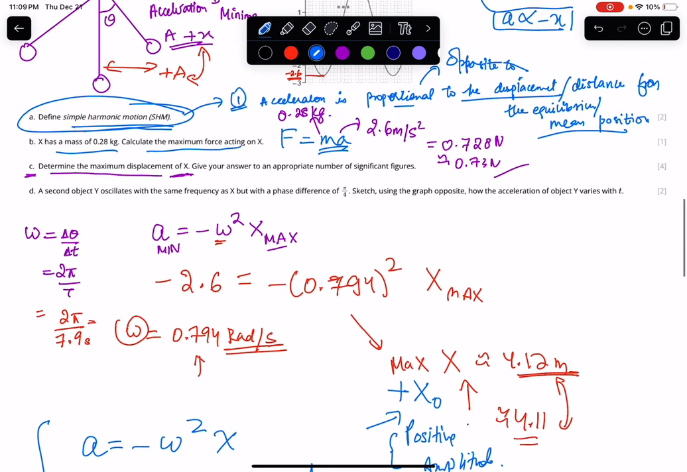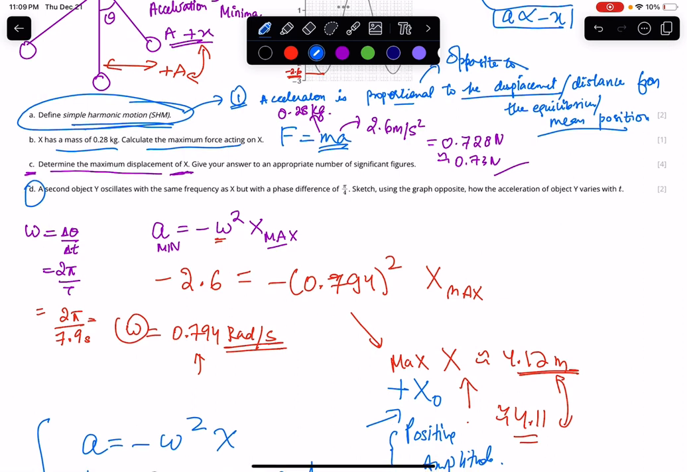Now, oh yes, also there's a part D, so we can look at how to solve this part. Part D is that a second object y is oscillating with the same frequency as x, but a phase difference of pi by 4. Sketch on the graph opposite how the acceleration of the object is going to vary with t.